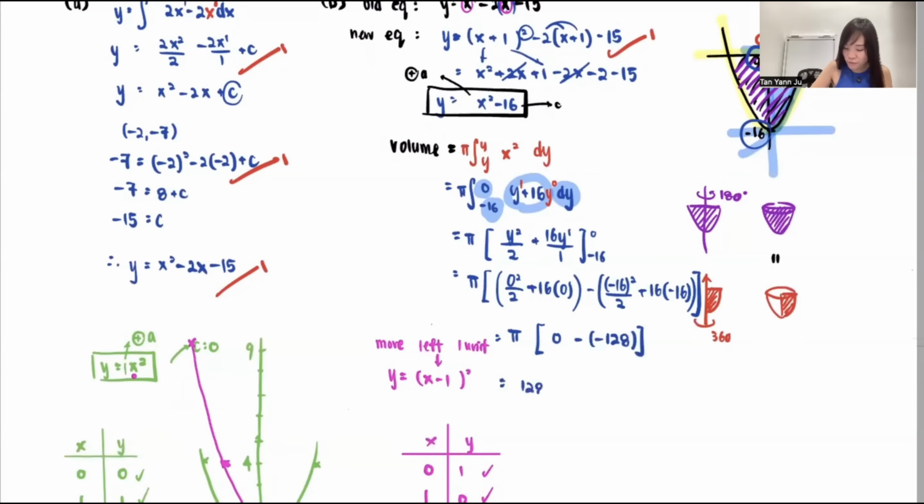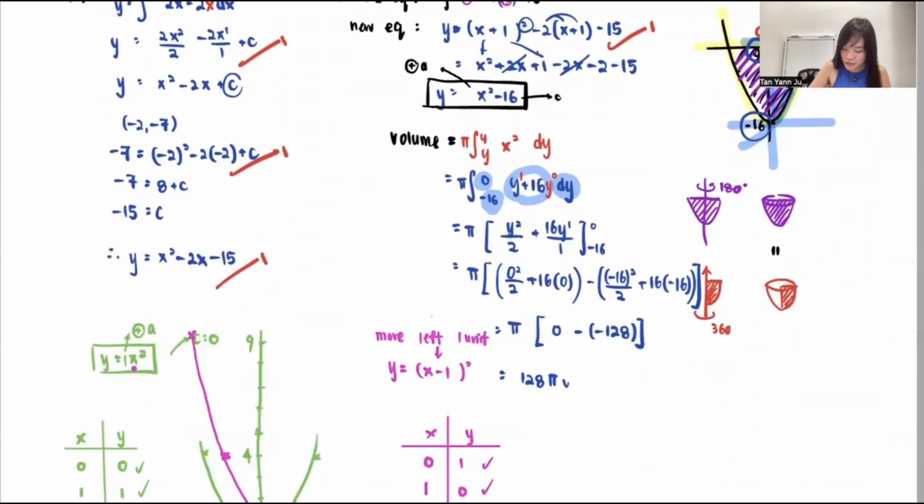So the answer, 128 pi. What unit should I put? Units cube. How many marks? 4 marks, right? This answer obviously 1 mark. Then the moment you write the equation out correctly, 1 mark. You integrate it correctly, 1 mark. 4 plus 3, this question worth 7. Done. Understand, right? Move on lah.